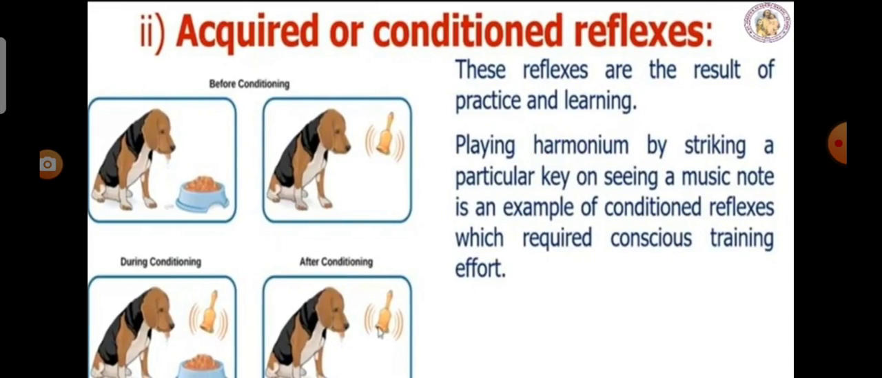Now we see about the acute or conditioned reflexes. These reflexes are the result of practice and learning. Playing the harmonium by striking a particular key on seeing a music note is an example of conditioned reflexes, which require conscious training effort. Most of the reflex actions are monitored and controlled by the spinal cord, hence also known as spinal reflexes.